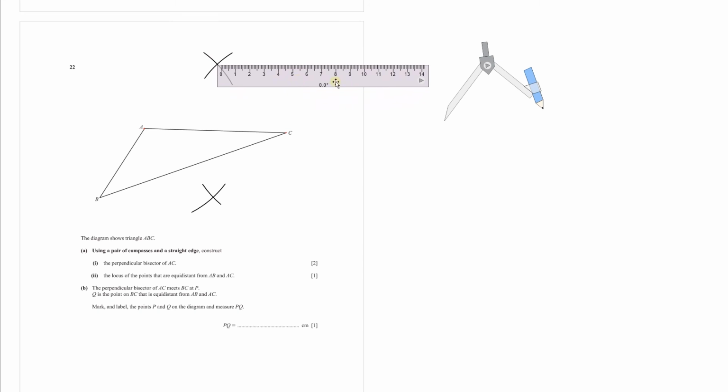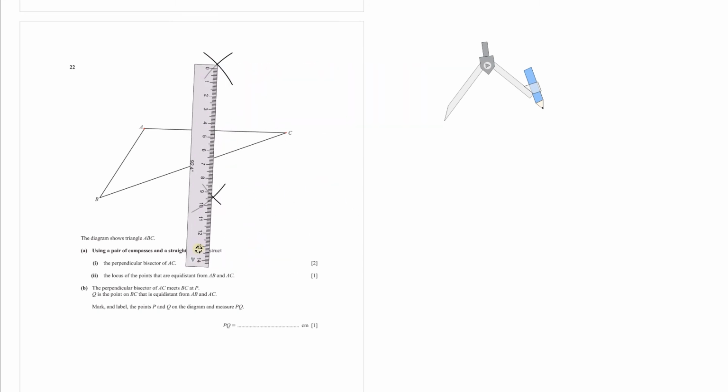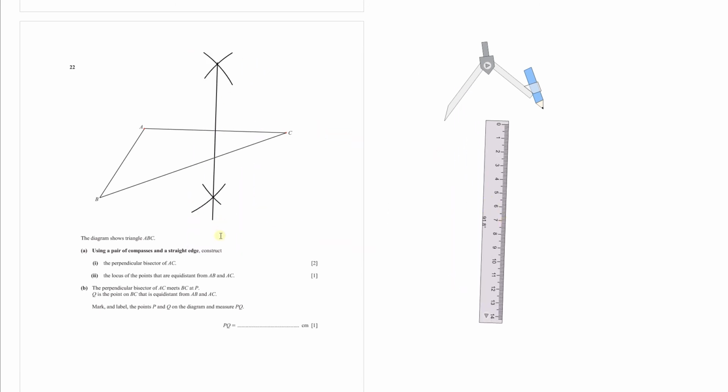So let me align these two, and now if I draw a line like this, this will be my perpendicular bisector for the line AC.